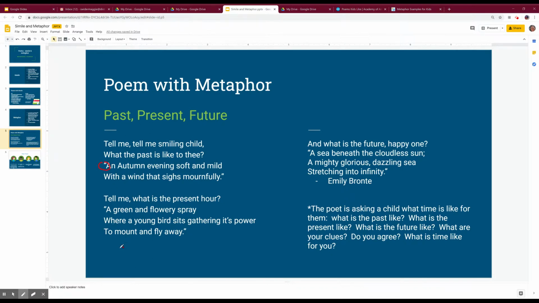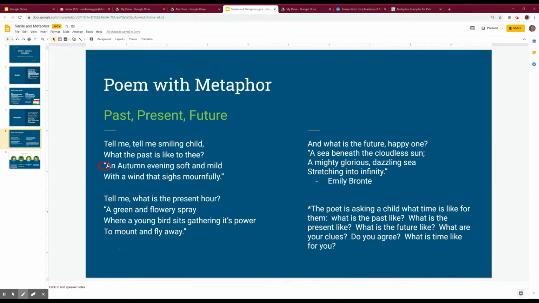So here it goes. Tell me, smiling child, what the past is like to thee. An autumn evening soft and mild, with a wind that sighs mournfully. Tell me, what is the present hour? A green and flowery spray, where a young bird sits gathering its power to mount and fly away. And what is the future, happy one? A sea beneath the cloudless sun, a mighty, glorious, dazzling sea, stretching into infinity. That is by Emily Bronte.